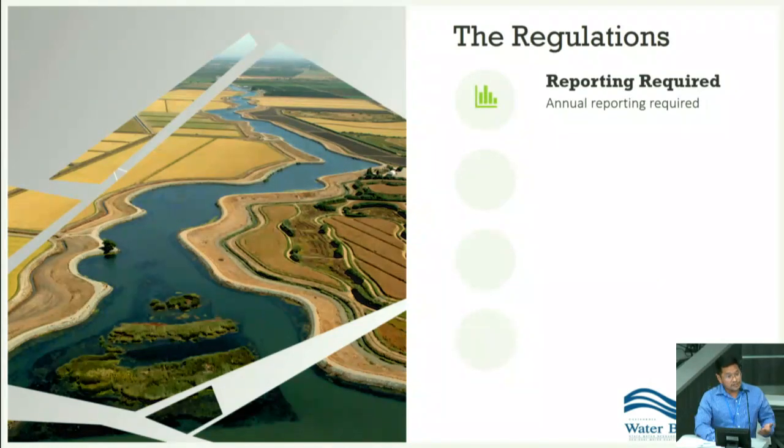So the regulations that are in Title 23 have 4 elements or aspects to them. Again, the regulations required annual reporting by permits and licenses, statements of diversion and use, water registrations, and federal rights.